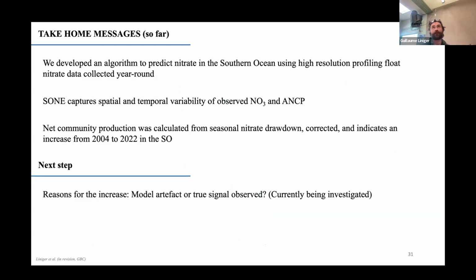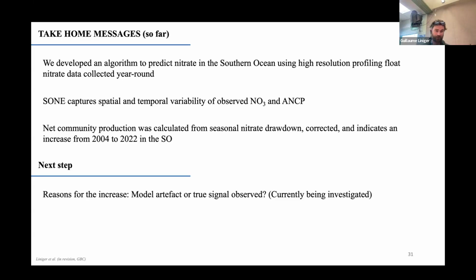Okay, so if you have to go home and remember a couple of things from this, it's that we developed an algorithm to predict nitrate in the Southern Ocean using the high temporal and spatial resolution of the BGC Argo float nitrate data collected year-round. It seems our algorithm captures the spatial and temporal variability of the observed nitrate and ANCP. And when we calculate the net community production from the nitrate drawdown and correct it, it seems there's an increase from 2004 to 2022 in the Southern Ocean.